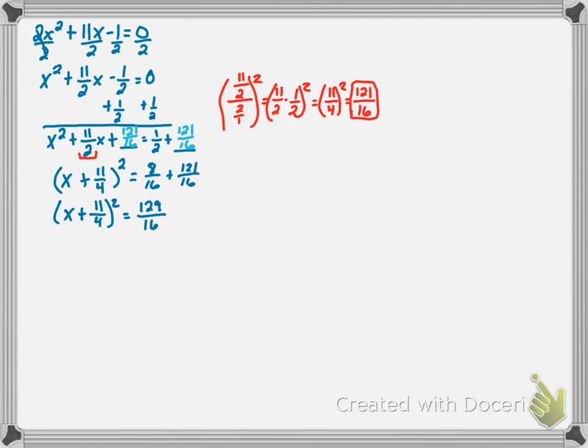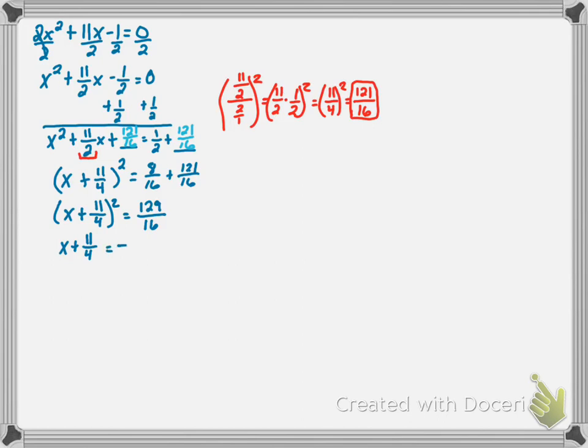Now, from here, we're ready to find what x is. And so we can do that by taking the square root, using the square root property. When you use the square root property, we're going to end up with x plus 11 over 4. Basically what the square root property says is that if we take the square root of the right-hand side here, then this power is going to go away. Okay, so that's what that's telling us.